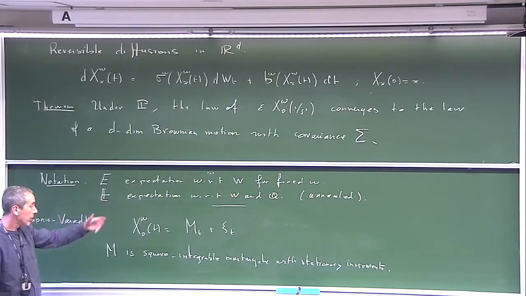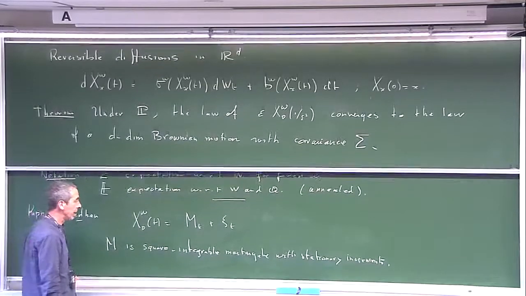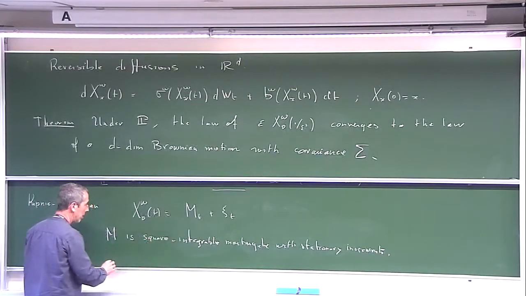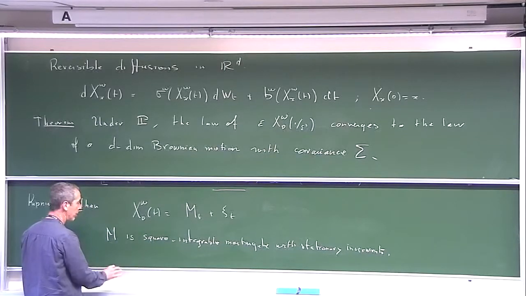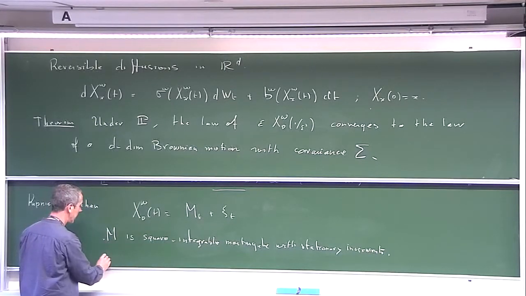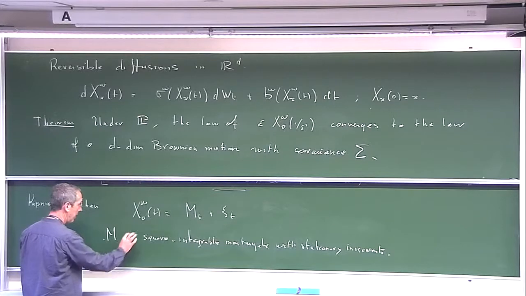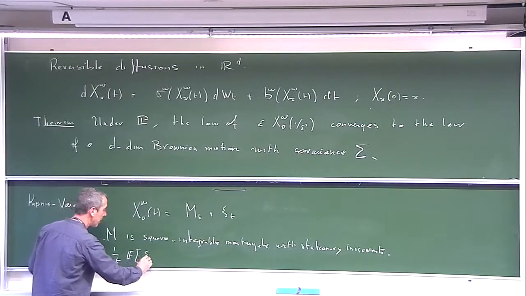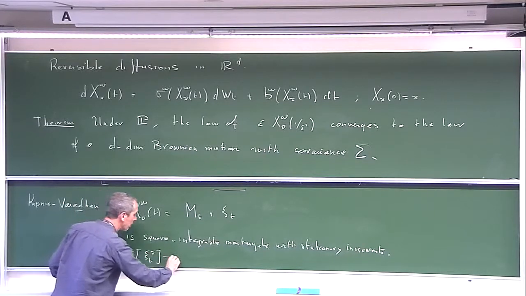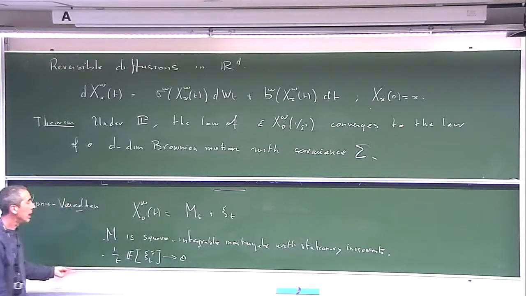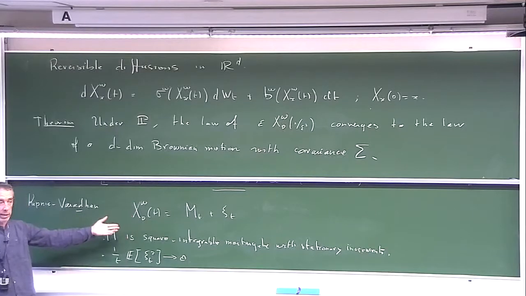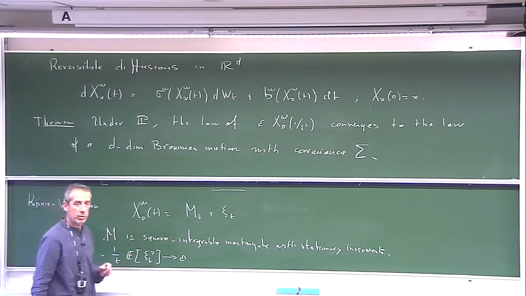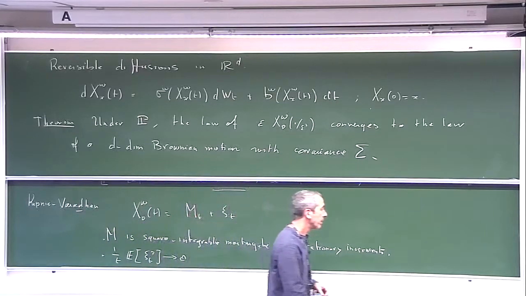And then there is the other term, xi. It's another process which does not contribute in the end. The important thing is that the variance of xi, if you look at 1 over t times the expectation of xi_t squared, goes to 0. Once you know that, you get the invariance principle. You apply the invariance principle to M, and xi does not play any role. It does not contribute.